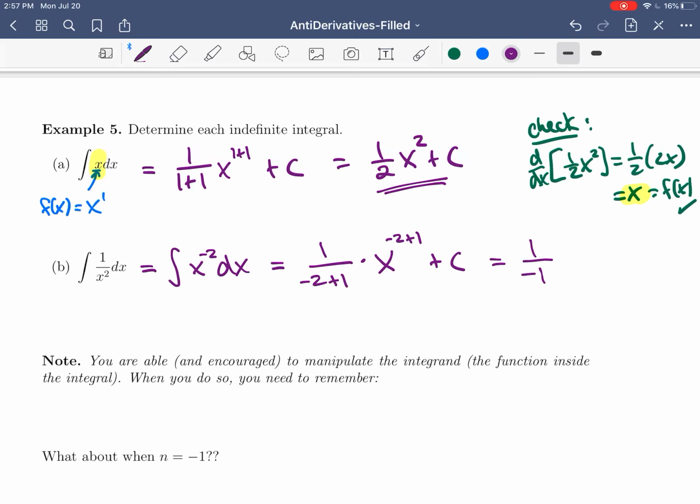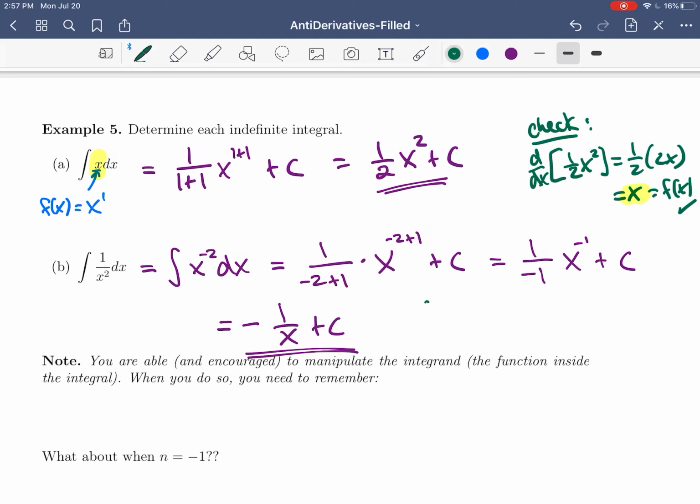So it's 1 over negative 1, x to the negative 1 plus c. So we just get negative, and x to the negative 1 is 1 over x. So we get negative 1 over x plus c. So that's my family of antiderivatives.